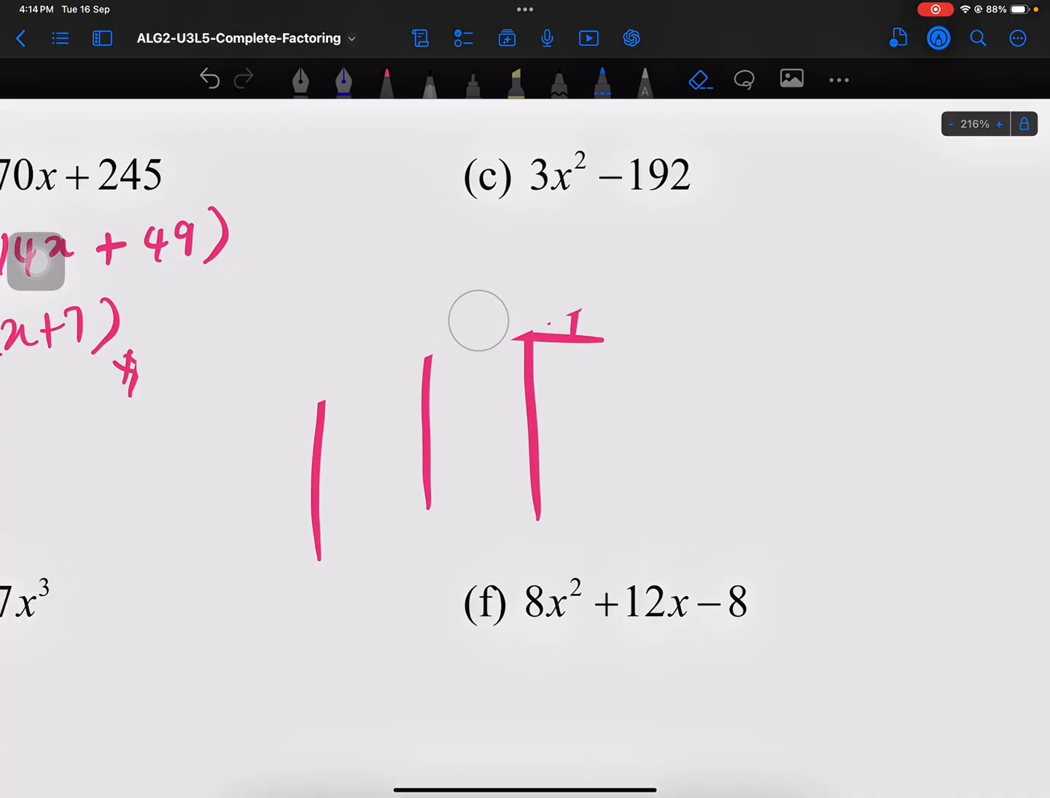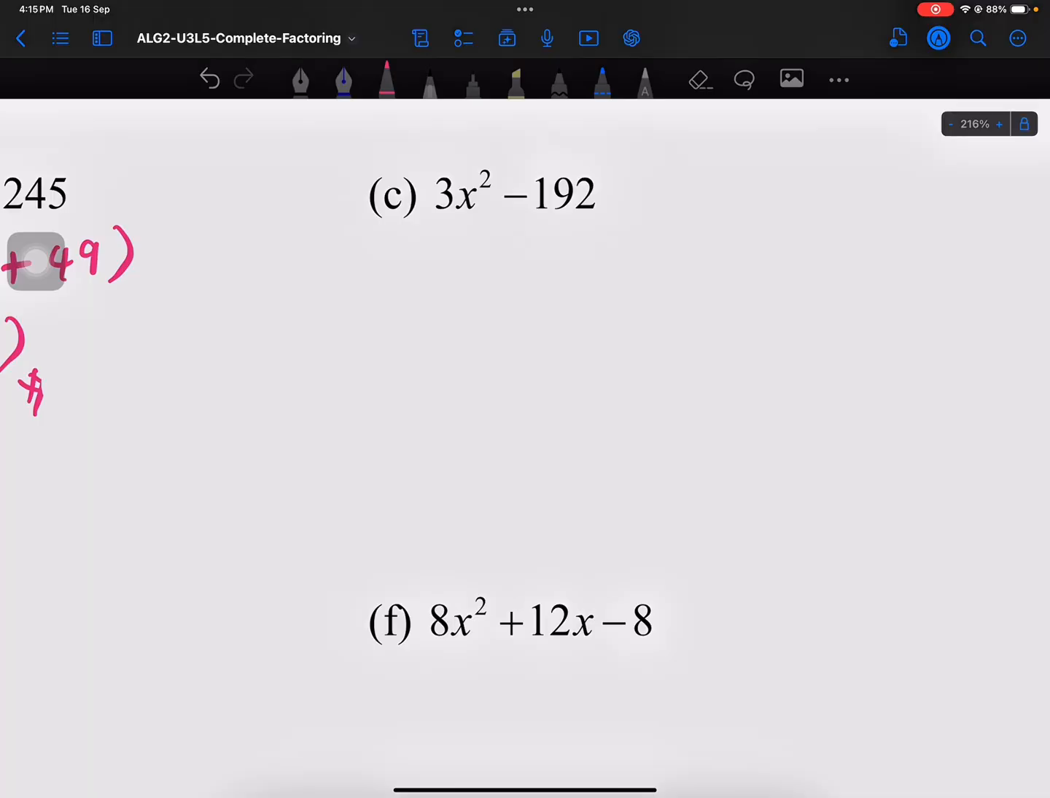Okay, next we're going to go to C. So you can see that we do not have any x. We have only x squared here. So this is like the difference of squares. This is where the conjugate happens. So how can we determine this? We try to take out 3 from here. 3 times x squared minus 64 equals 192. Okay, then we can see here, this is difference of squares.